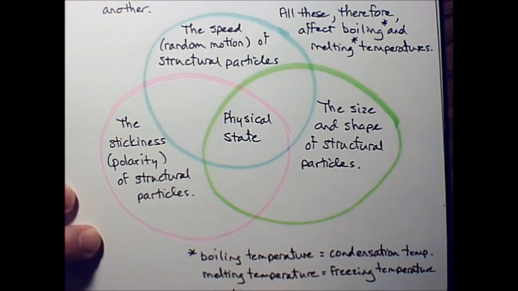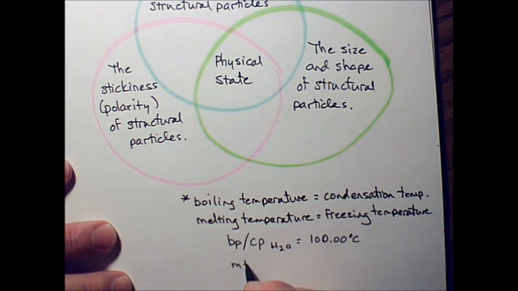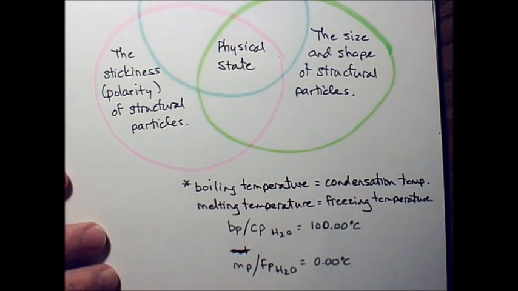The boiling point and condensation point for water, 100 degrees C. At sea level anyway, average sea level pressure. Melting point and freezing point for water is 0 degrees C. You need to know those by memory.